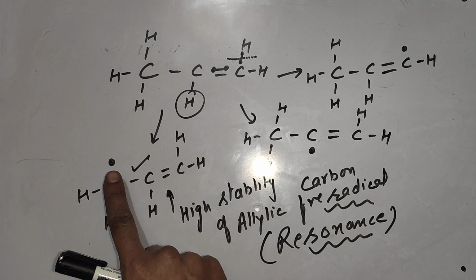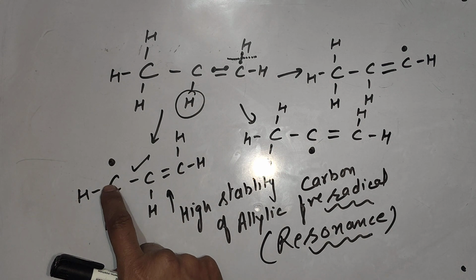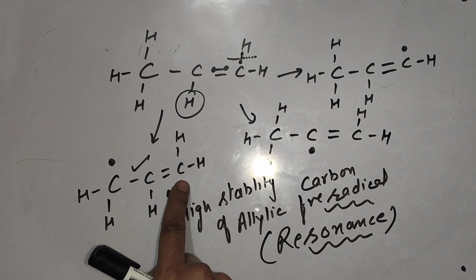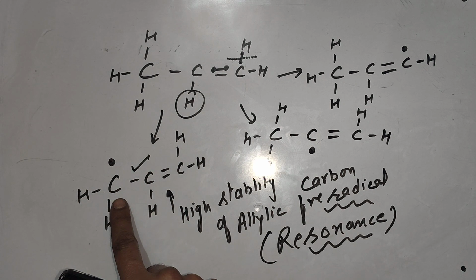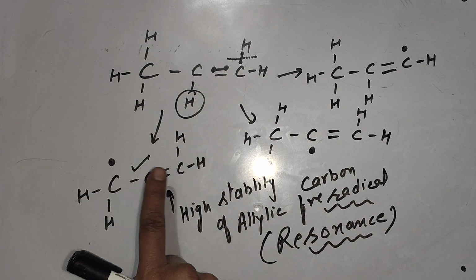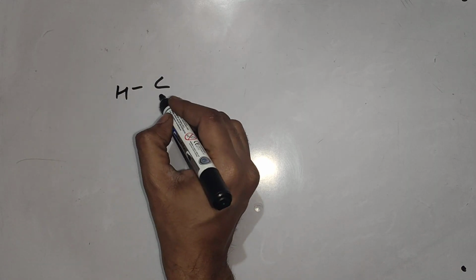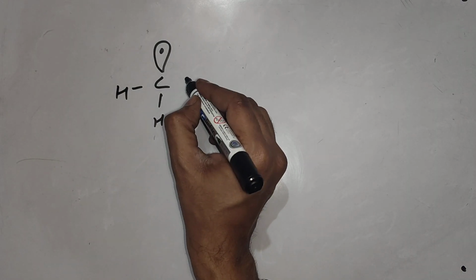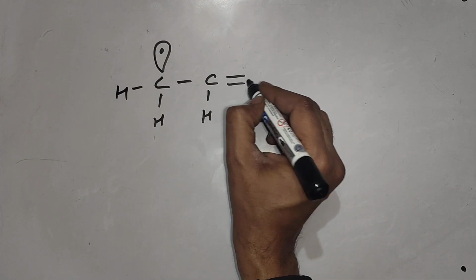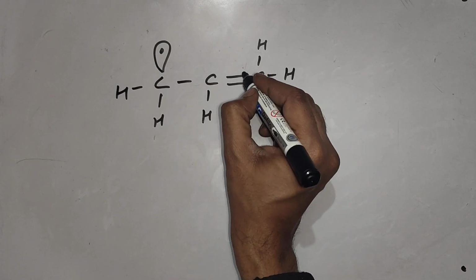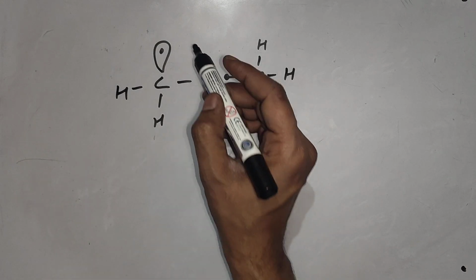Due to resonance, there is a movement of unpaired electron. One time it is on this carbon, after resonance, it will be on this carbon. And again next time it will be on this carbon. So continuous movement of unpaired electron will be there, due to which it is getting stability. Let's write that resonance. A resonance is like this.